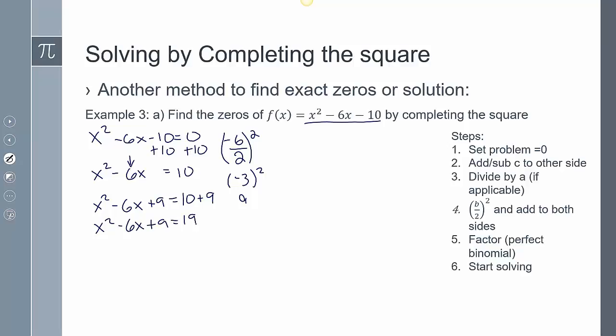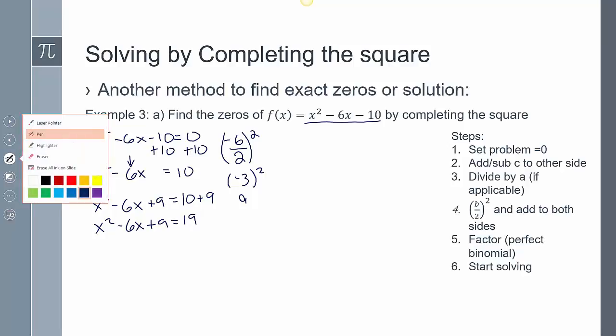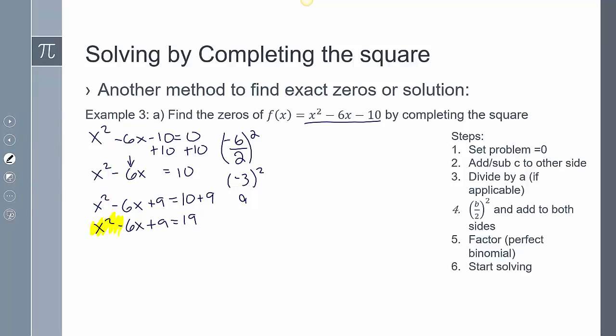Now the reason why we completed the square is because this portion here is now always going to factor. And so this will factor into x minus 3 squared. You can factor into x minus 3 and x minus 3, and that's how we get that. And this still equals 19. Now I'm going to rewrite it up here.